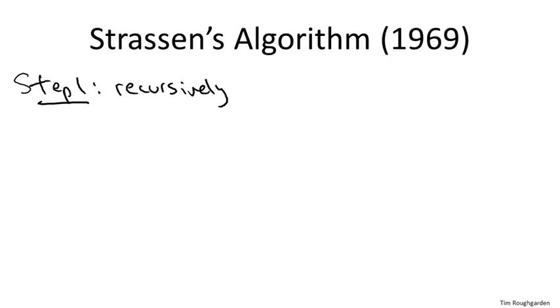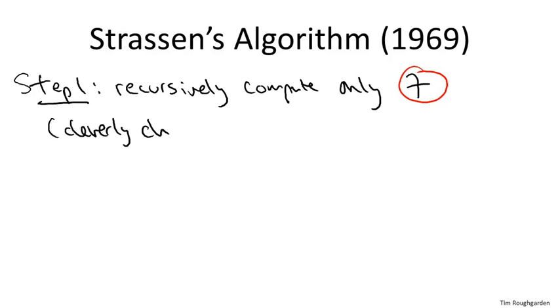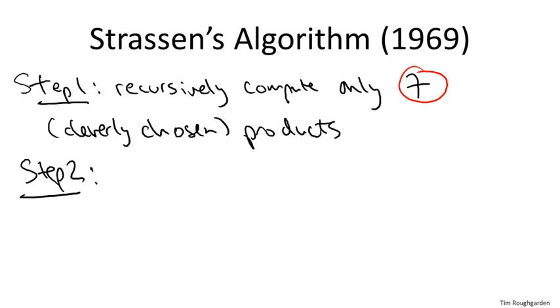But there's only going to be 7 of them. But they will be much less straightforward. They will be much more cleverly chosen than in the first recursive algorithm. And step 2 then is to actually produce the product of x and y, produce each of those 4 blocks that we saw with suitable additions and subtractions of these 7 products. And again, these are much less straightforward than in the first recursive algorithm.